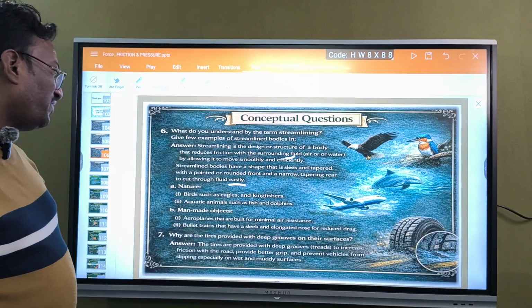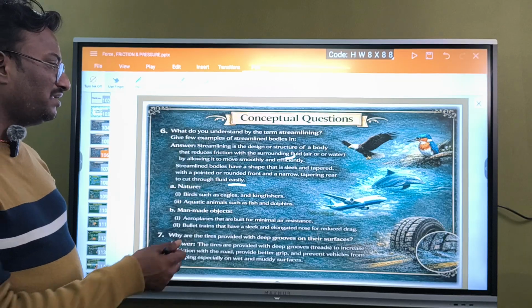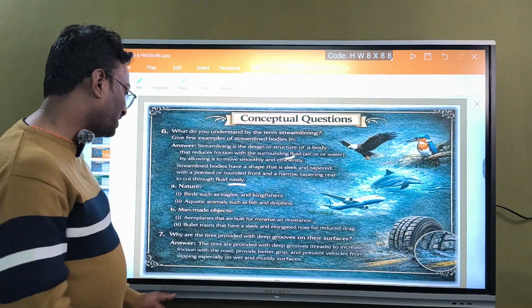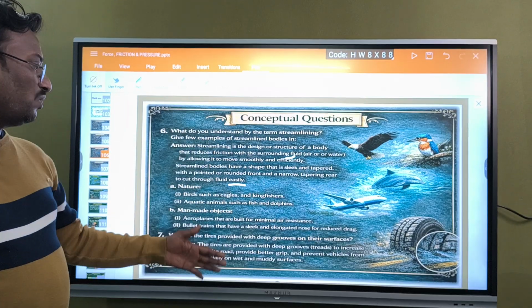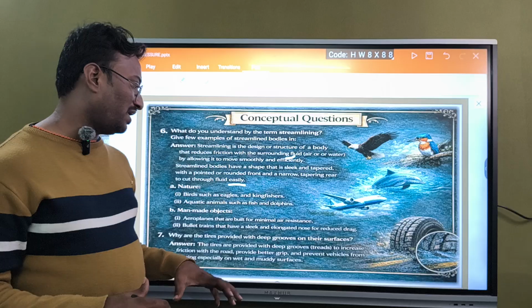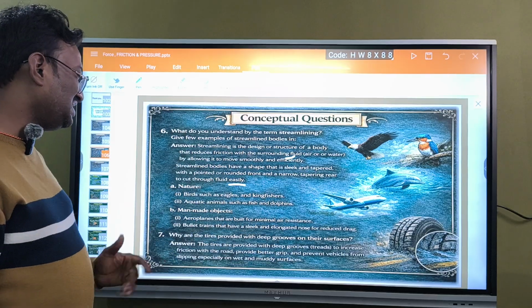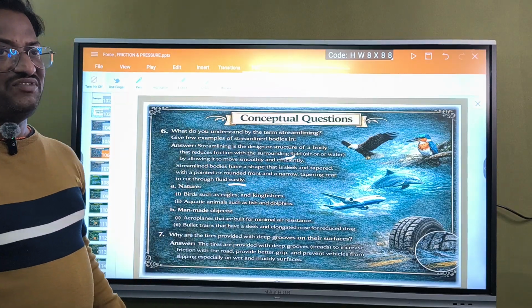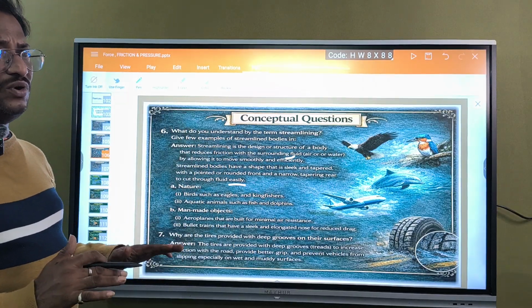Why are the tires provided with deep grooves on their surface? Because tires are provided with deep grooves to increase the friction with the road, provide better grip and prevent vehicles from slipping, especially on wet and muddy surfaces. They will have good grip.